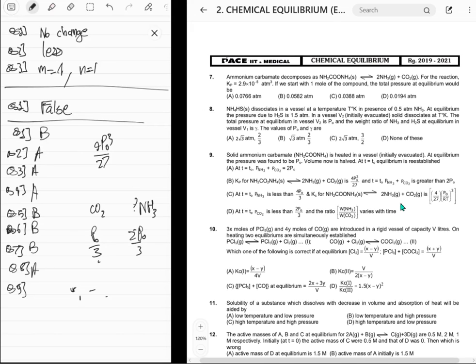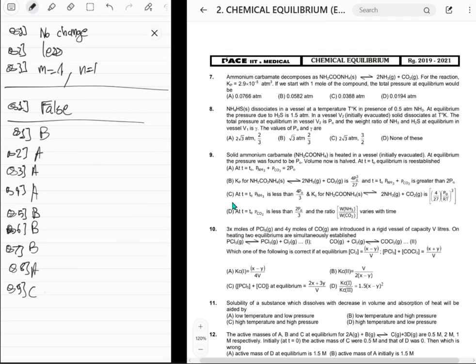Kc is different, right? So P naught upon RT, that is N upon V, N upon V cubed. Yes, that goes very correctly. So this thing is actually correct. Nice. So C is correct. And at T equal to T naught, P CO2 is less than 2 P naught upon 3. And the ratio varies with time? No, it doesn't. So C is correct. Question 9 is C.